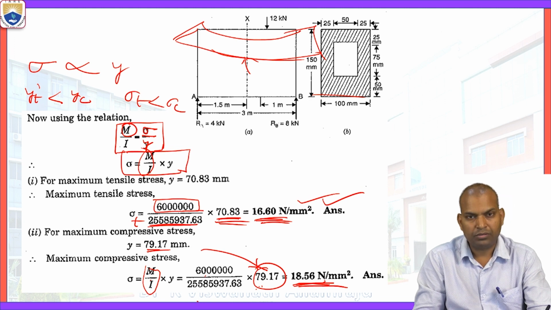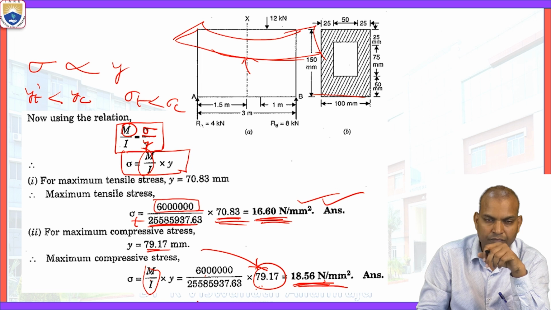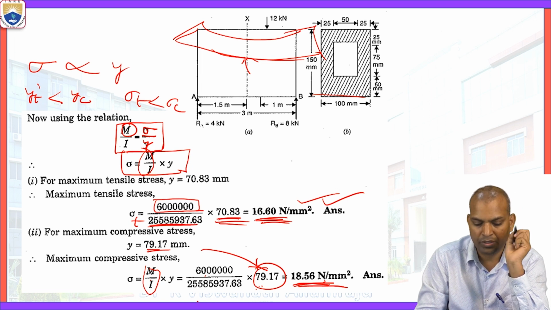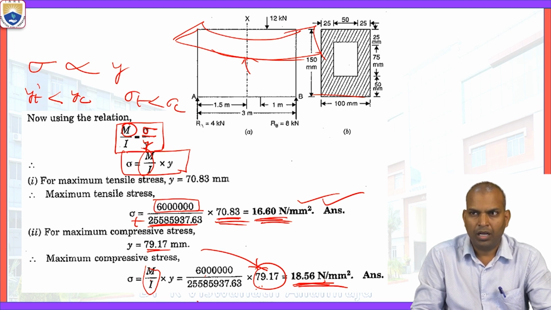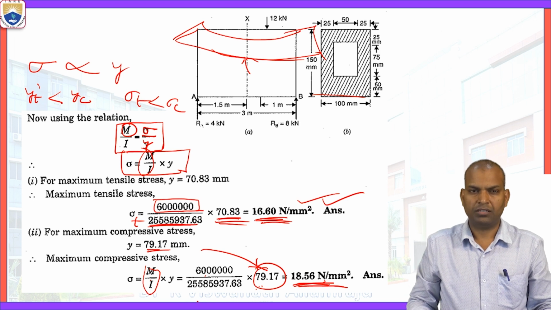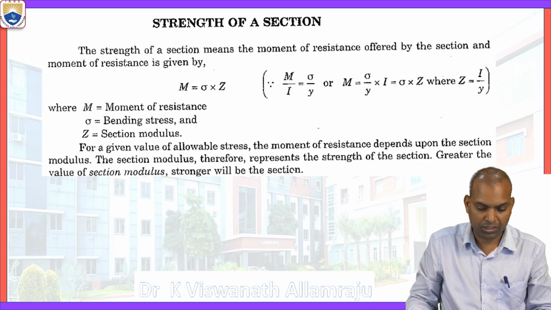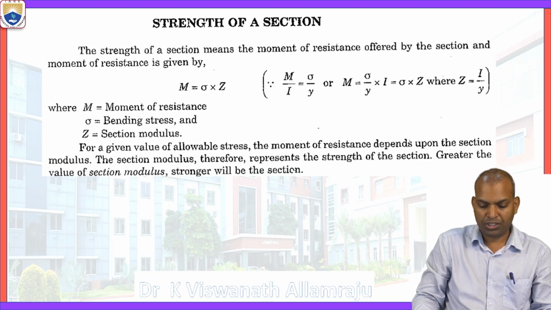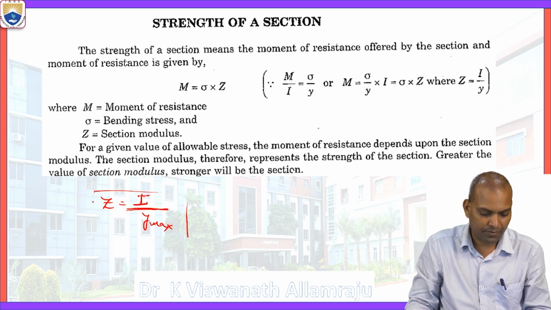Now, the value of the stress is dependent on the distance of neutral axis from the topmost fiber or bottommost fibers. Now, if you want to know the strength of the section, the strength of the section is represented by section modulus. What is the section modulus? Section modulus is nothing but Z equal to I by Y max. This is the mathematical relation.